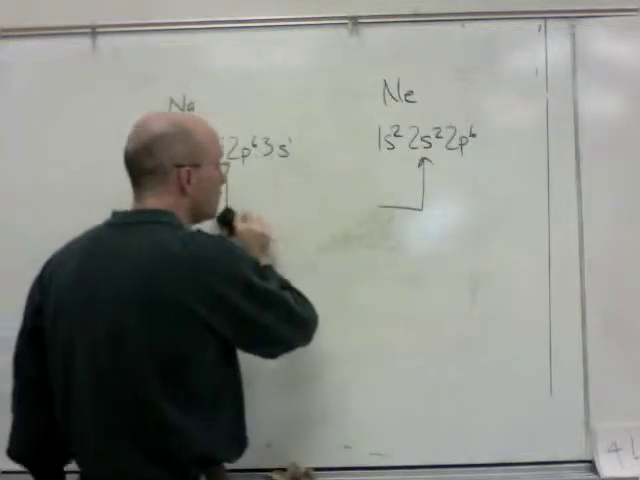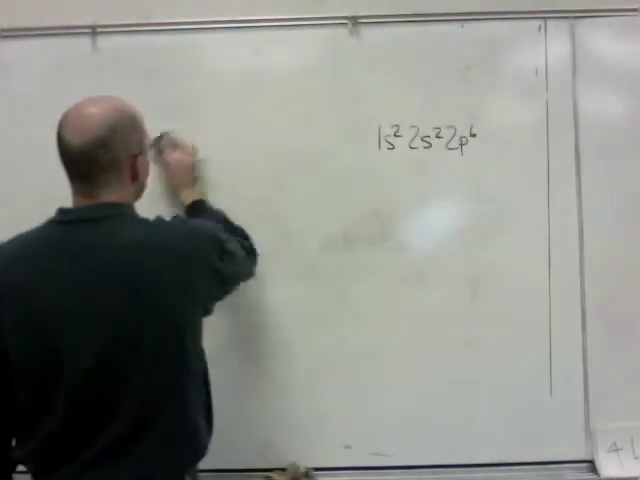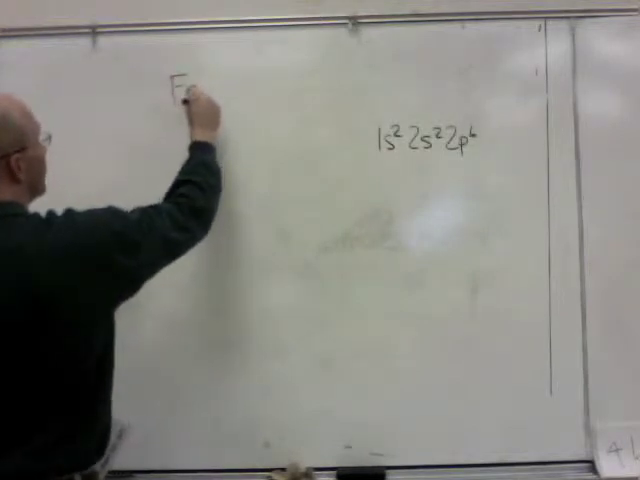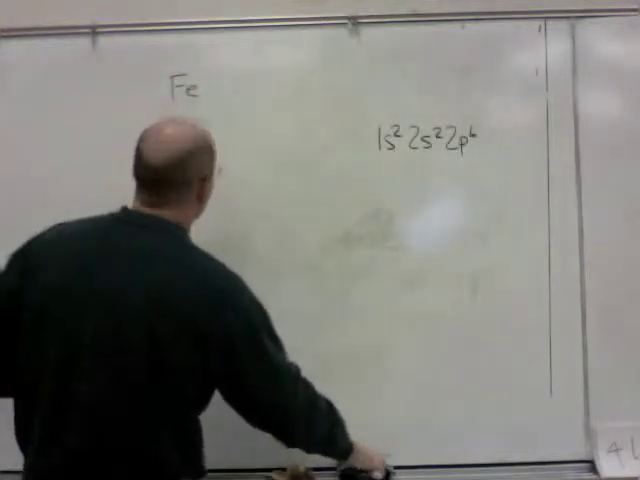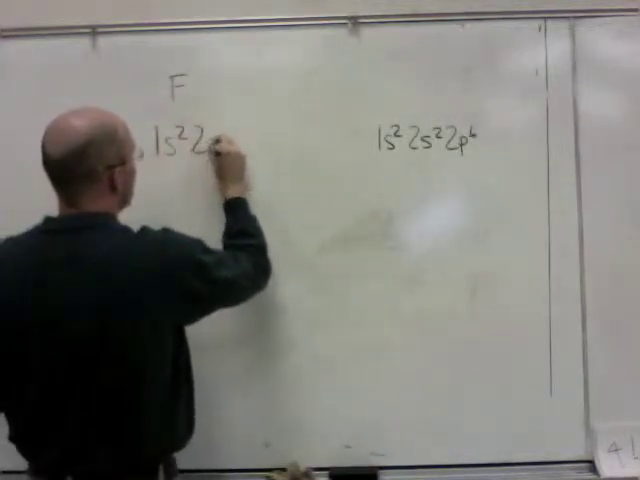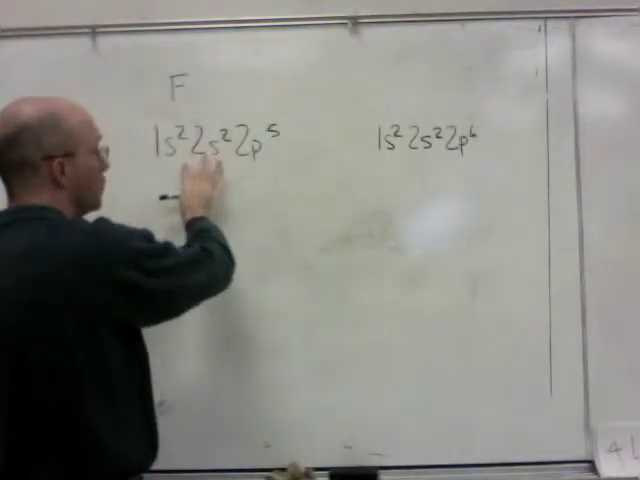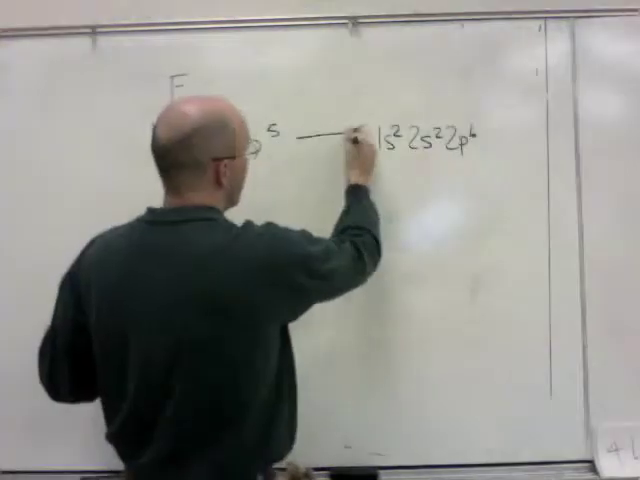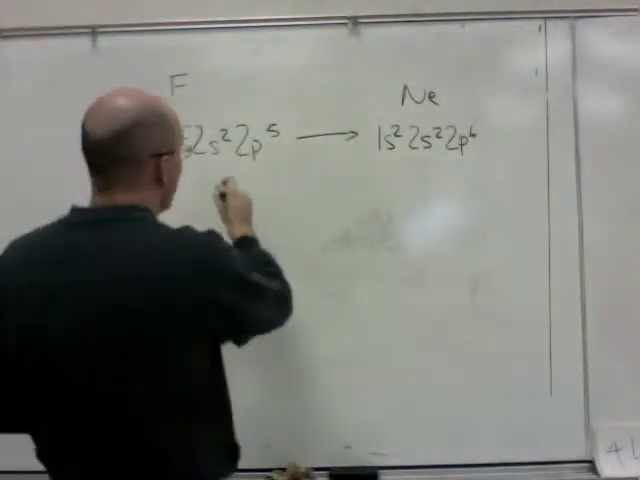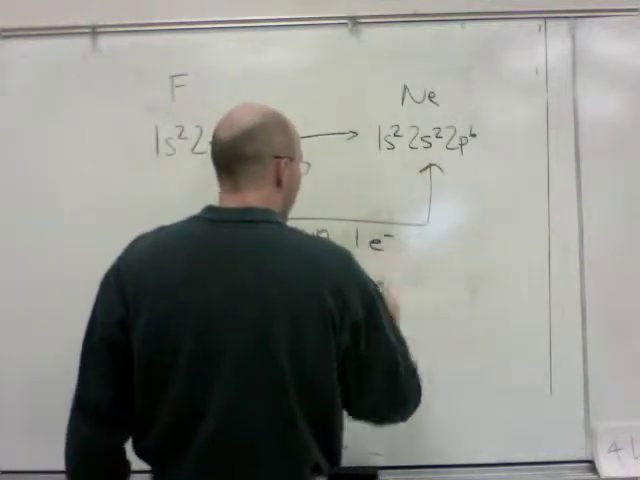All right, let's do something similar. Let's say that you had fluorine. Sorry, it should just be F. So fluorine's configuration is 1s2, 2s2, 2p5. How does fluorine get from this configuration to the neon configuration? Because its closest noble gas is neon, it's got to gain one electron.